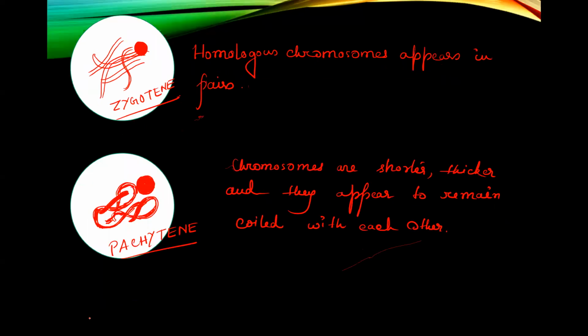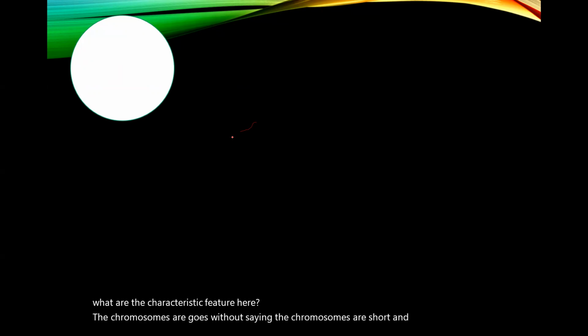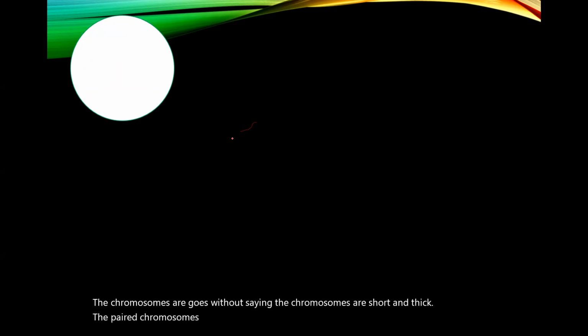Next, we move on to the diplotene stage. So what do we have in diplotene? What are the characteristic features here? The chromosomes are, it goes without saying, short and thick. The paired chromosomes are distinct in shape. They're very distinct now.